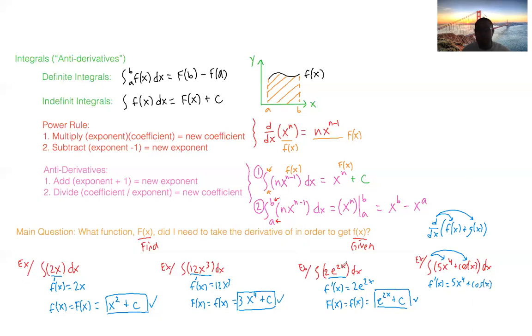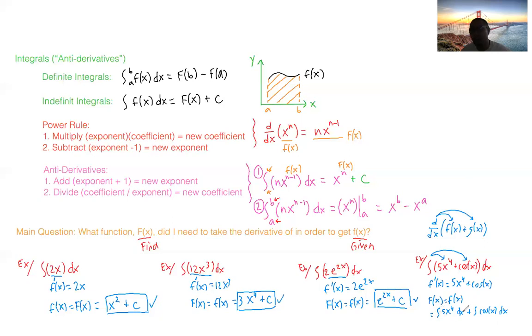And then the main question, what is the function big f of x that we're going to have to take the derivative of in order to get this f prime of x, okay? And so you're going to consider these separately. So this is the same thing as the indefinite integral of 5x to the 4th, the first term, with respect to x, plus the indefinite integral of the second term, cosine of x, with respect to x. And now we can consider them separately.